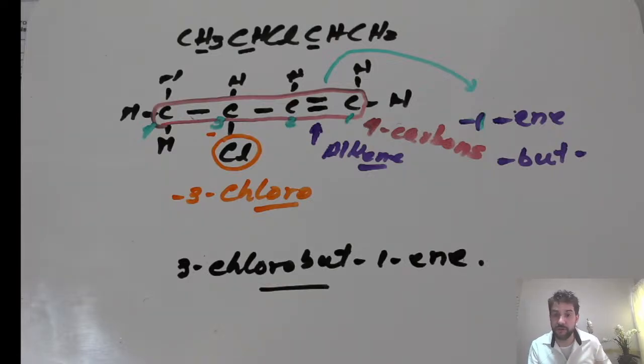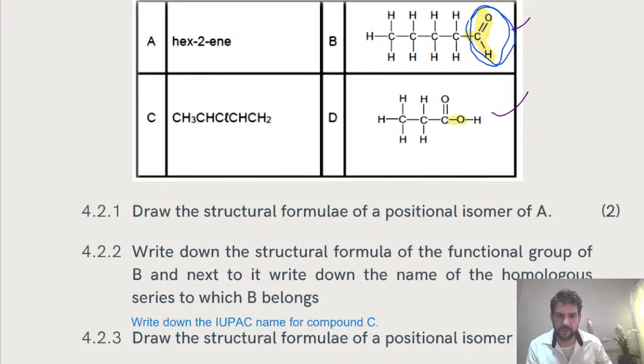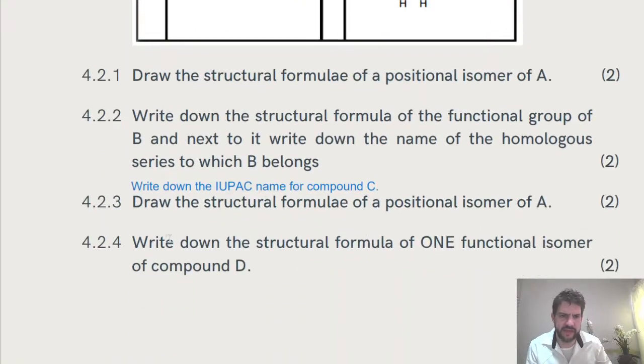You can let me know if you didn't get that one or if there's something not clear in this specific question. Okay? And then we're almost done. We are very close to the end. Write down the structural formula of one functional isomer of compound D.